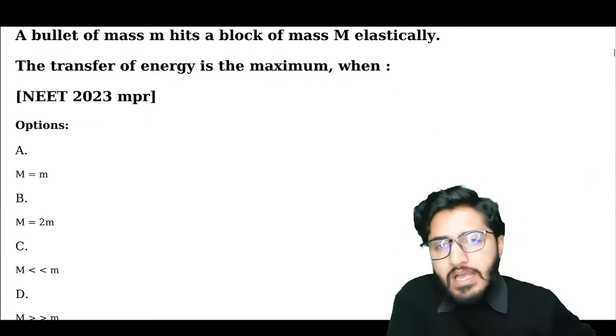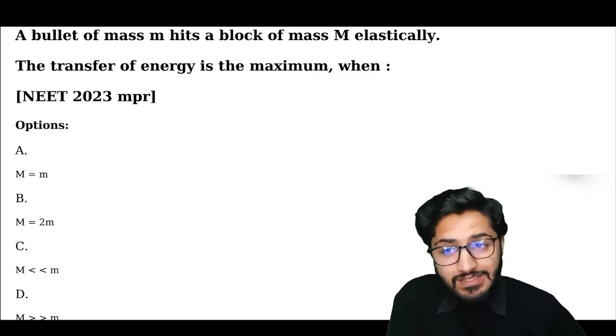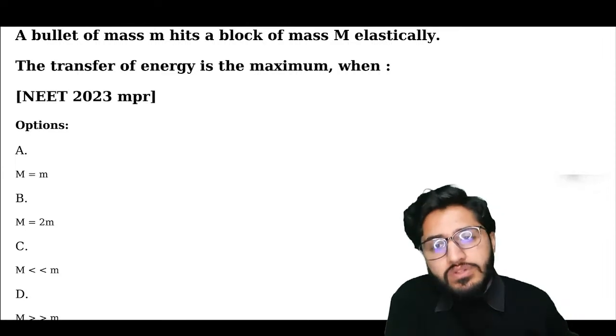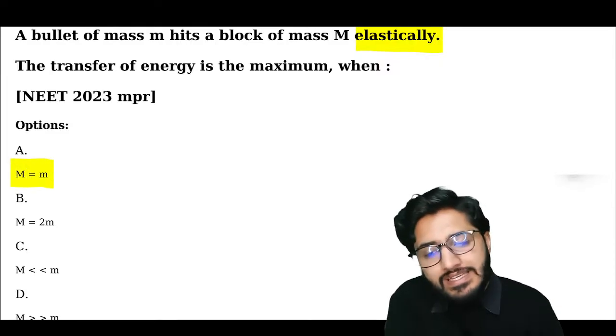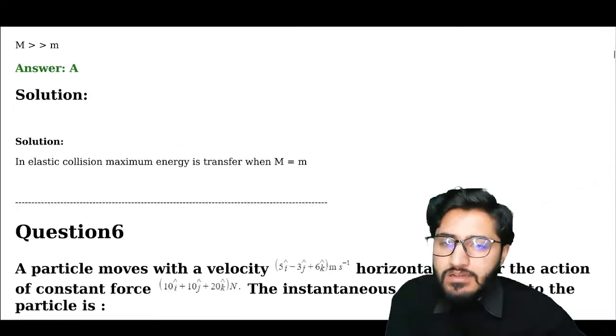Next question. A bullet of mass m hits a block of mass capital M elastically. The transfer of energy is the maximum. We know that in elastic collision, maximum transfer of energy would be only if the masses are equal. So option number A is correct. We know it now. A is correct now? Yeah.